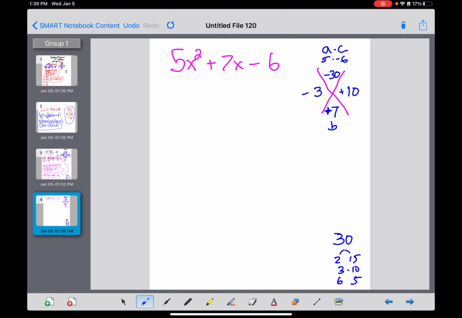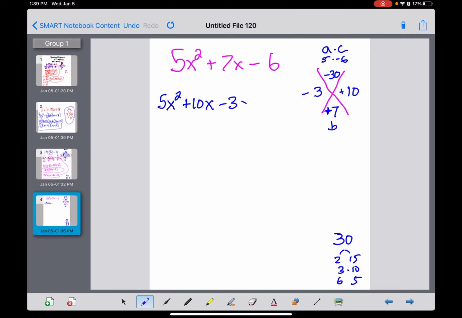Now, little hint in here. I'm going to rewrite the 5x squared. I'm going to kind of think ahead a little bit. What does it make more sense to put after the 5? Because I know I'm going to group the first 2 terms together, right? What makes more sense to put next, the negative 3 or the positive 10? 10 probably makes more sense, right? Because 5 is a factor of 10. So I'm going to put plus 10x here.